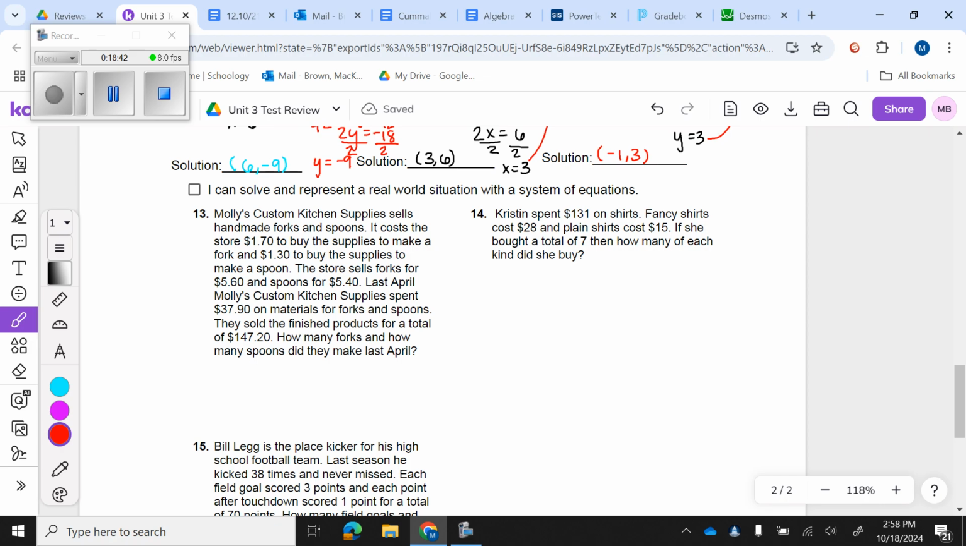Last April, they spent a total of $37.90 on supplies. Okay, there's one of my totals. Okay, on materials, okay, or supplies. So this equation needs to be all about supplies.